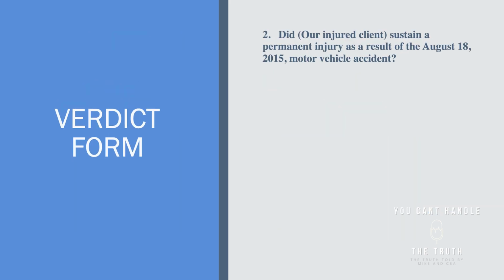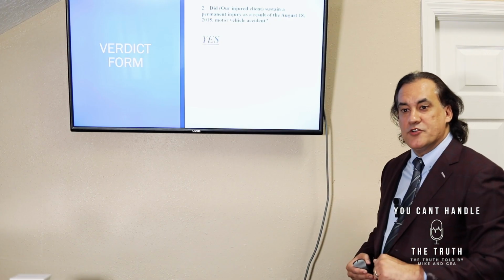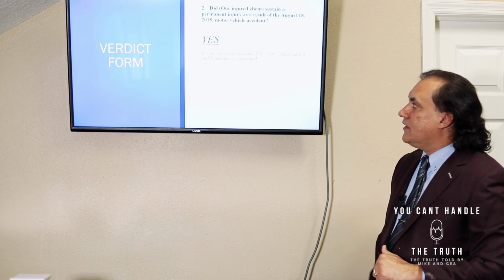So if you can prove permanency, that's where you get to pain and suffering, which will go at the end here. But the second question says, did our injured client sustain a permanent injury as a result of that accident? And we're going to say yes, because there's a surgeon that operated on her that says she does. Now, the defense will be allowed to provide evidence to contradict that. And given that she had a prior injury, that could be an issue in this case.